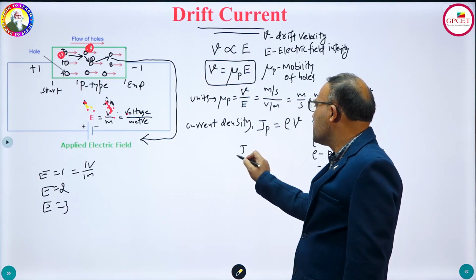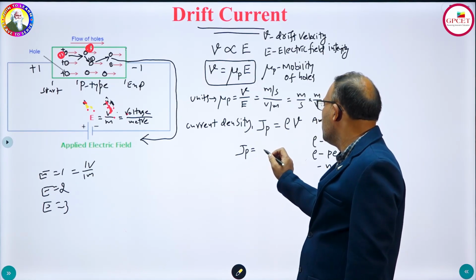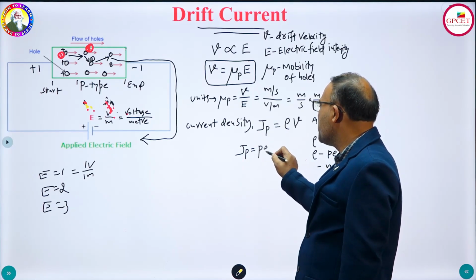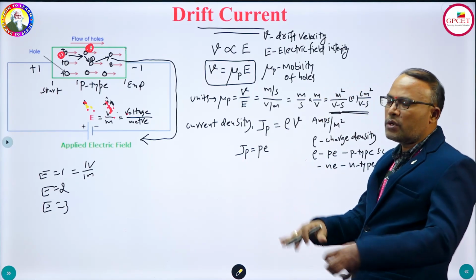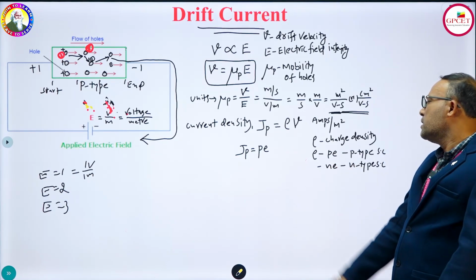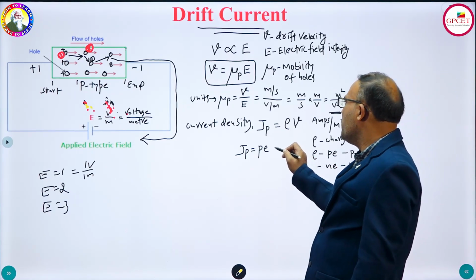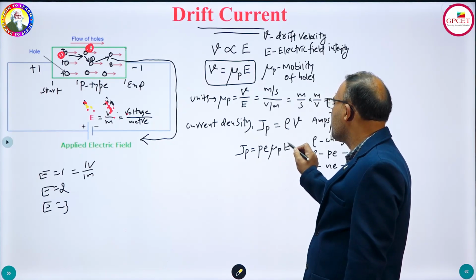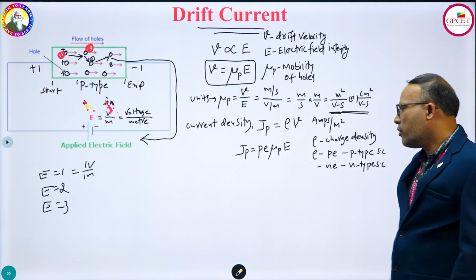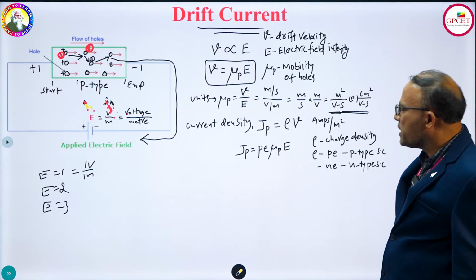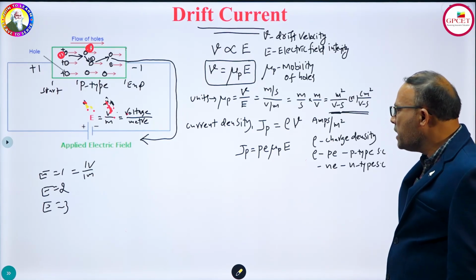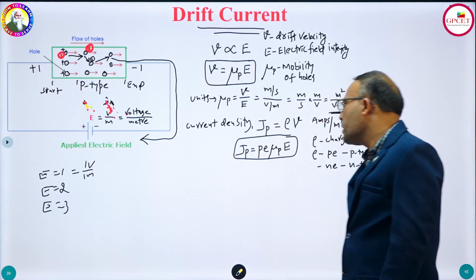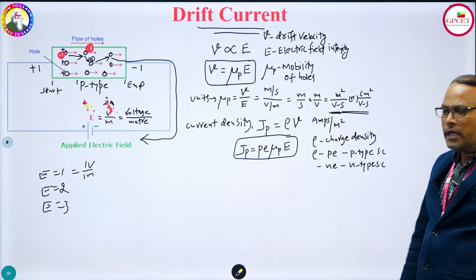So let us substitute the values here. Jp, current density due to holes, is equal to rho, because we are taking here p-type semiconductor. So I can write this as Pe, where P is the concentration of holes and e is the charge of that hole, so Pe into V. V is nothing but mu p into E. So I got an expression again for current density: Jp is equal to Pe mu p E. This is one of the formulas for current density.